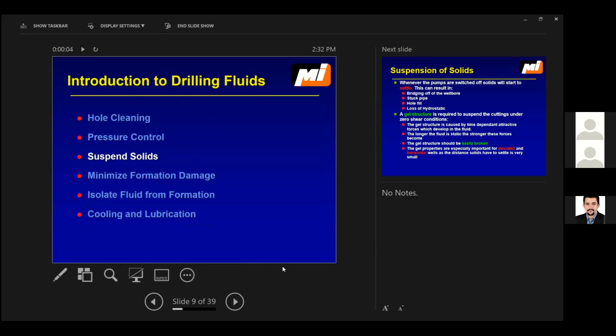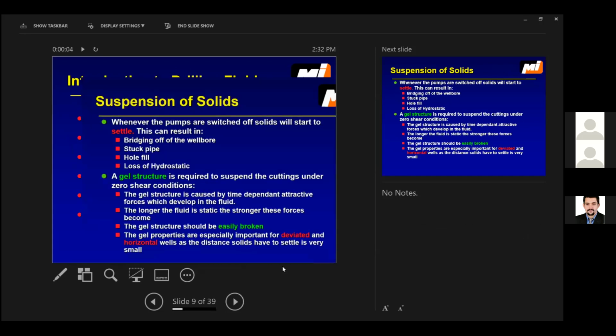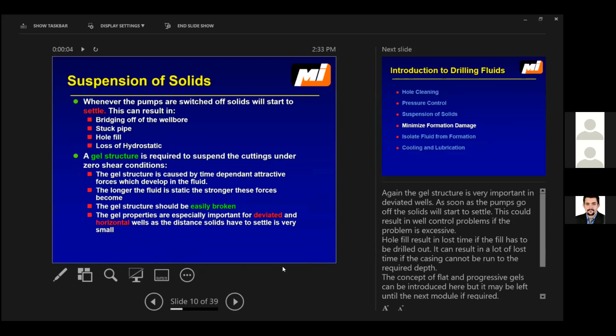Next, suspending solids. Whenever the pumps are switched off, solids will start to settle. This can result in bridging of the well bore, stuck pipe, hole fill, or loss of hydrostatic. So how can we solve this problem?